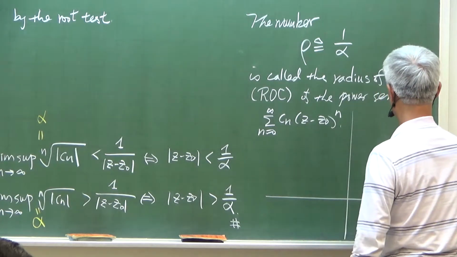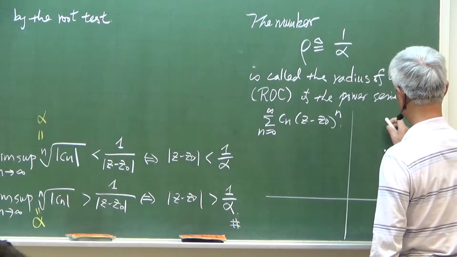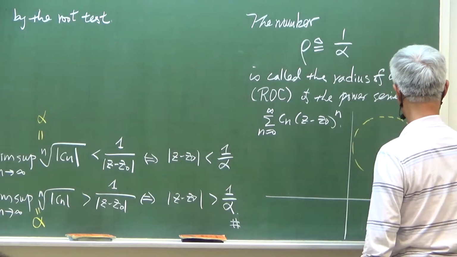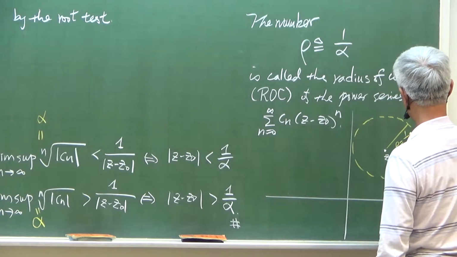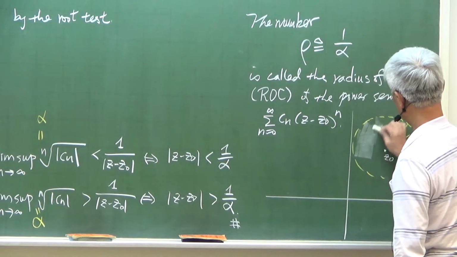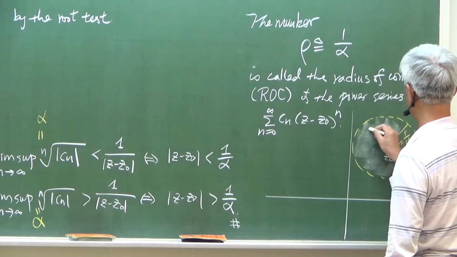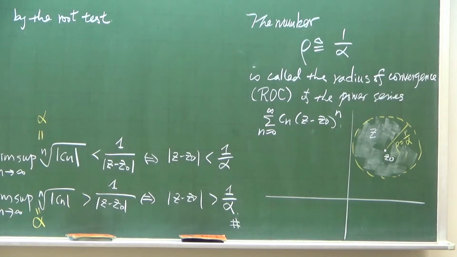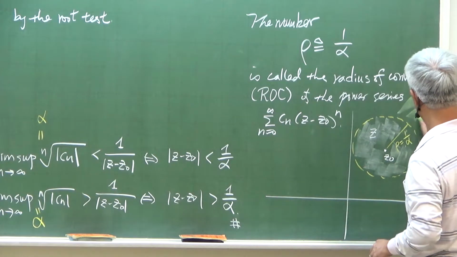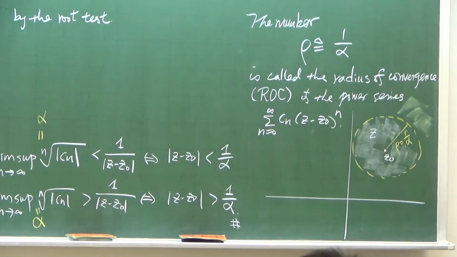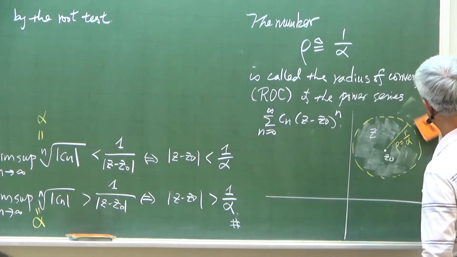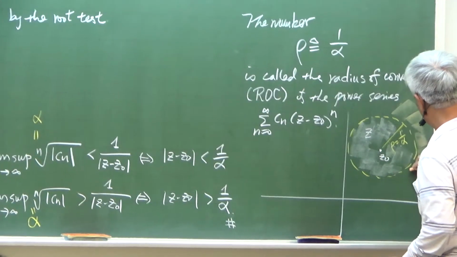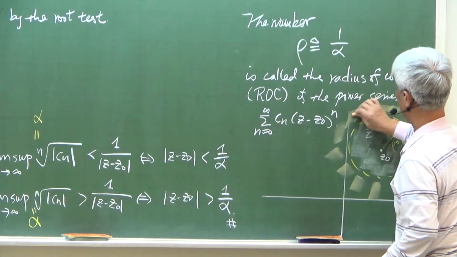So we can, just suppose the center is here. The center is here. And now with radius rho, which is 1 over alpha. So now within this disk, when z is in this disk, then the power series converges absolutely. But outside of this, the power series diverges.